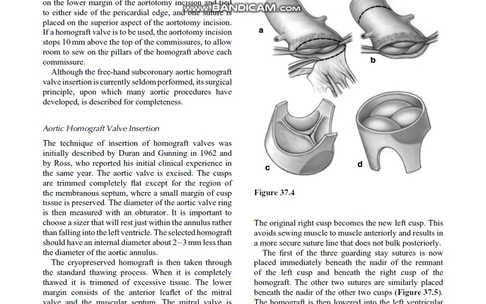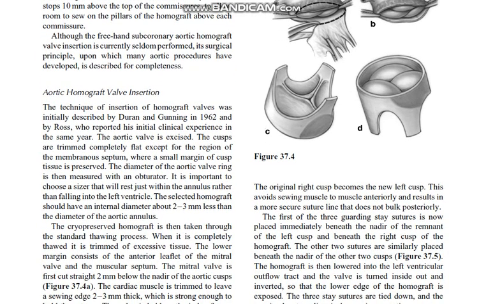Aortic homograft valve insertion. The technique of insertion of homograft valves was initially described by Duran and Gunning in 1962 and by Ross, who reported his initial clinical experience in the same year. The aortic valve is excised. The cusps are trimmed completely flat except for the region of the membranous septum, where a small margin of cusp tissue is preserved. The diameter of the aortic valve ring is then measured with an obturator.